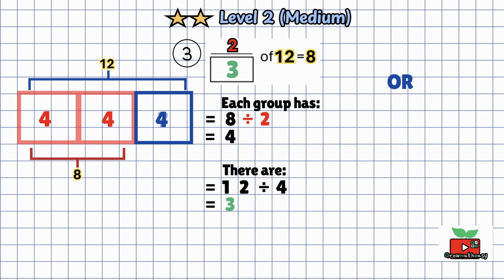Or if you like using just one expression to work it out, you can use brackets to help. Remember, we always work out the part inside the brackets first. So we divide 8 by 2. That gives us the number of items in each equal group. Then we divide 12 by that number to see how many groups we need to make 12. So 12 divided by 4 equals 3. Therefore, 2/3 of 12 is 8. And look, both methods give you the same answer. This one's pretty tricky, right? But you did it. Nice work.